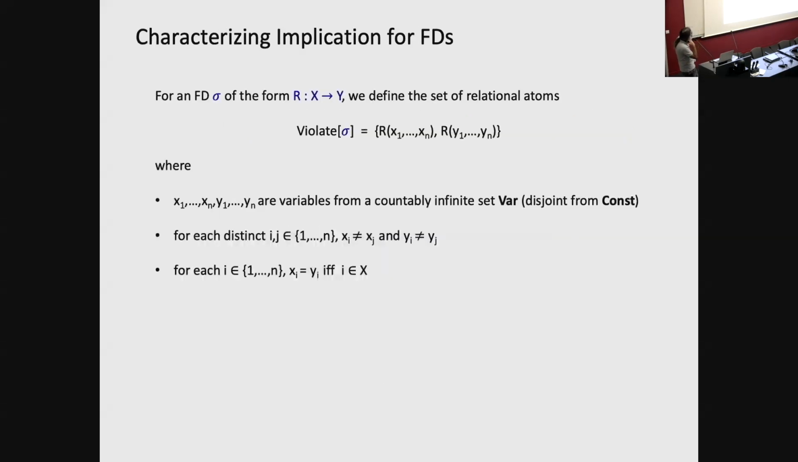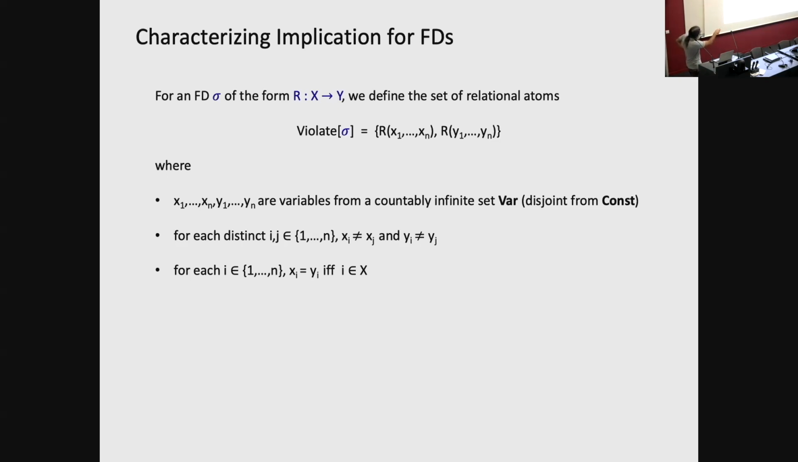And the strategy that we are going to follow for solving this problem is the following. We will try to characterize implication for functional dependencies in a certain way, right? Which will then help us to come up with an algorithm. Let's see how we can do that. So the first thing that I do here is, given a functional dependency of the usual form, I define this set, which I denote by violate sigma.